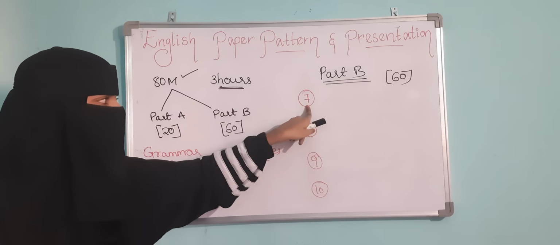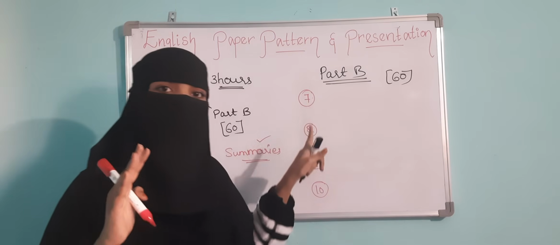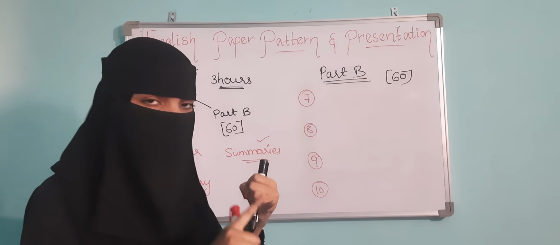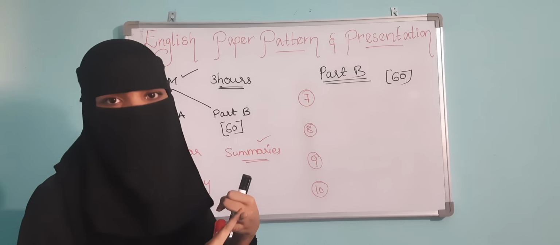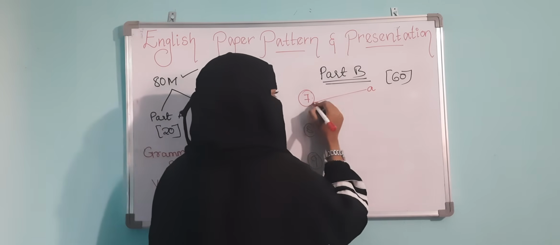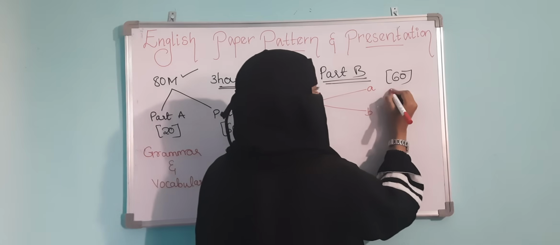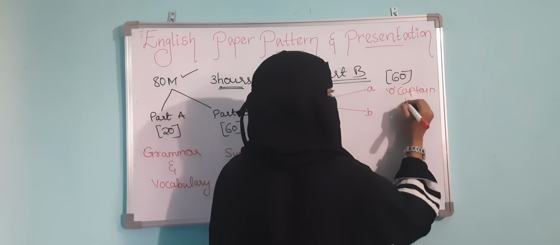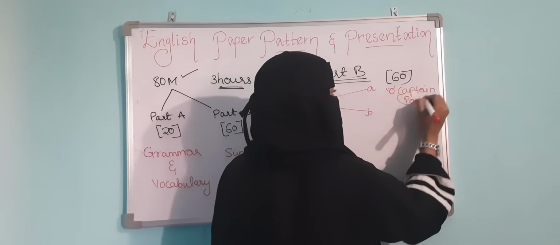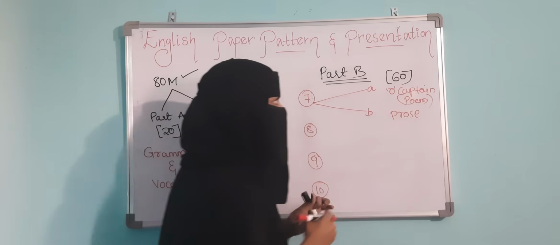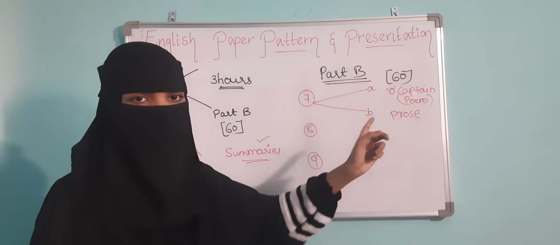The 7th question will be asked from your unit number 1. In unit number 1, what you are having? Oh Captain, My Captain, and Mallika Srinivasan, right? So in question number 7, you will be having A and B. A will be Oh Captain, My Captain. Poem, basically it is a poem. B will be prose, Mallika Srinivasan. Out of these 2, you need to attempt any one.